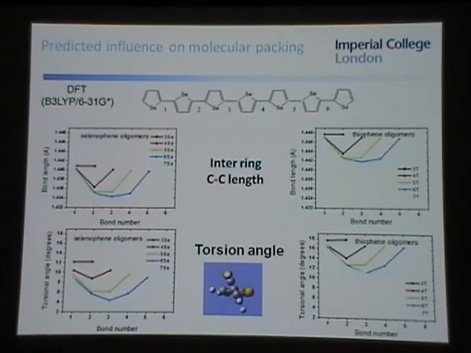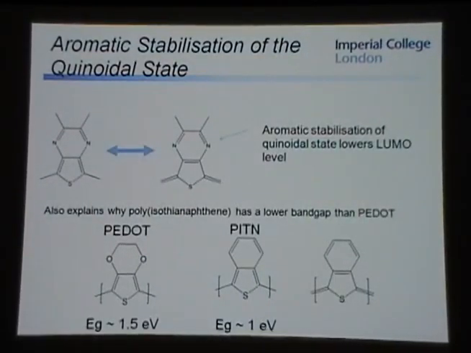But I think I'm kind of running out of time, so okay, another common way that we can control the band gap is to try and stabilize the quinoidal state, stabilize the LUMO. So as you've already seen, the LUMO, the quinoidal state, has the bonds orientated like this.